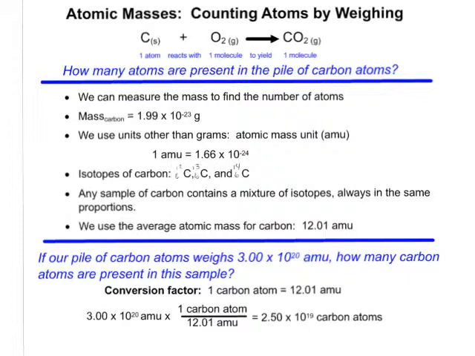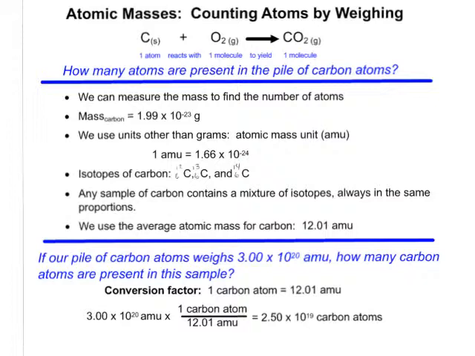Wow, that's a big question, right? We need to understand a couple of things first. We can measure the mass, right? We know that from what we looked at with jelly beans. We can measure the mass to find out the number of atoms, but we need to know our conversion factor. The mass of carbon happens to be 1.99 times 10 to the negative 23 grams. We can go ahead and just do that conversion right now.